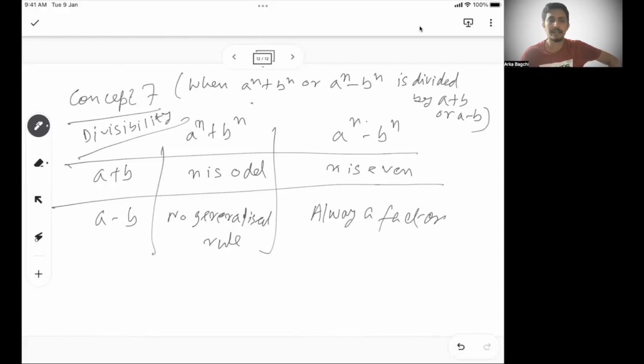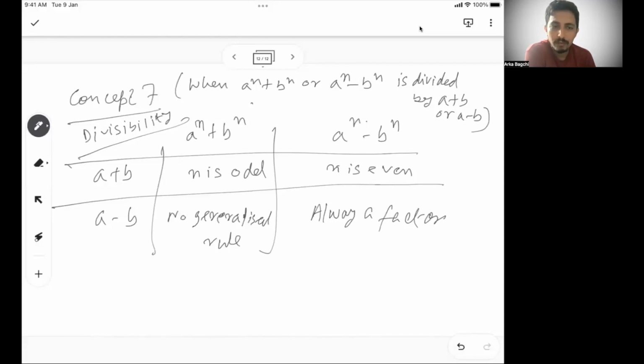So a to the power n plus b to the power n is divided completely by a plus b when n is odd. A to the power n minus b to the power n is completely divided by a plus b when n is even. A to the power n minus b to the power n is always divisible by a minus b irrespective of the value of n. And a to the power n plus b to the power n cannot be generally told when it is divided by a minus b. So this is the last concept, a good to know kind of a concept.